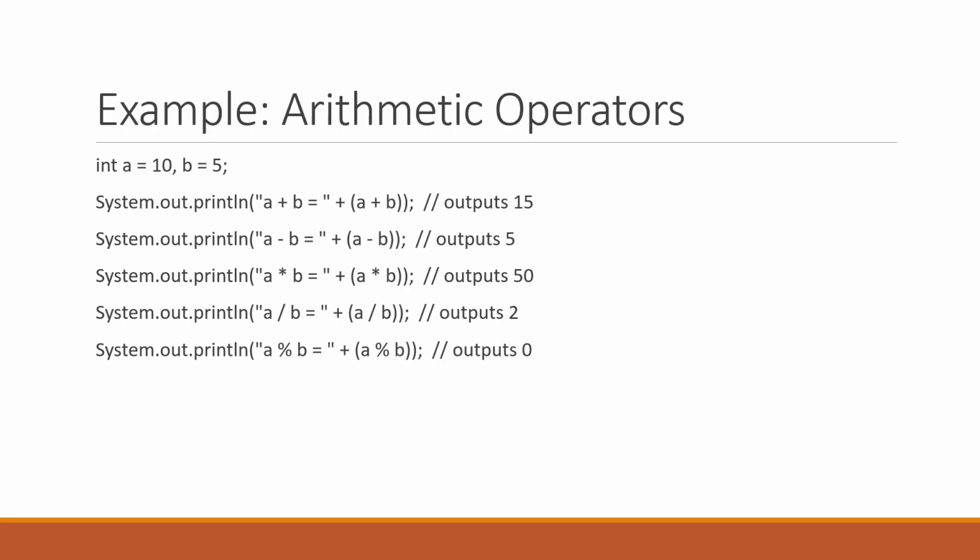int a = 10 and b = 5. We declare two variables, a is 10 and b is 5. a + b is 10 + 5 = 15. a - b is 10 - 5 = 5. a * b is 10 into 5 = 50. a / b is 10 by 5 = 2, integer division. a % b is the remainder when 10 is divided by 5, the result is 0.